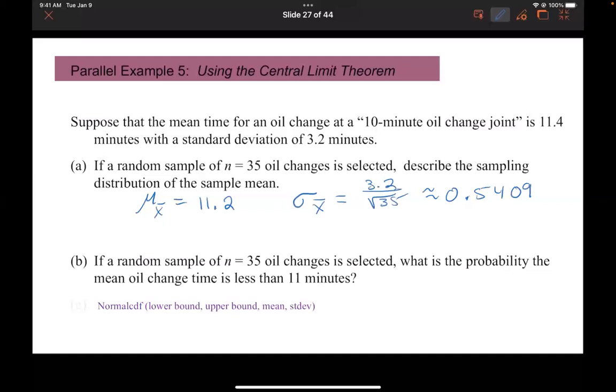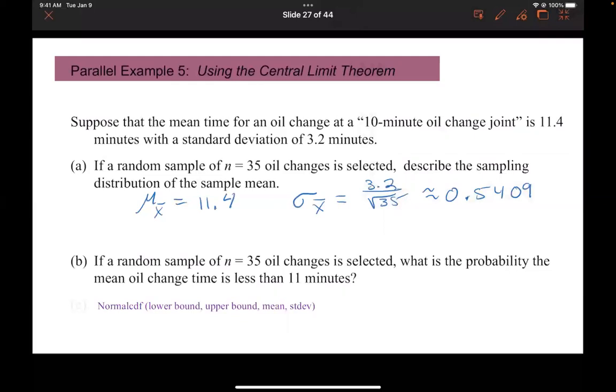All right, did we all get the same mean and standard deviation? How did you get 11.2? Oh, it should be 11.4, sorry. Okay, thank you. For some reason I glanced at 3.2 as I was writing 11.4 and things happened. All right, so we have 11.4 and approximately 0.5409.